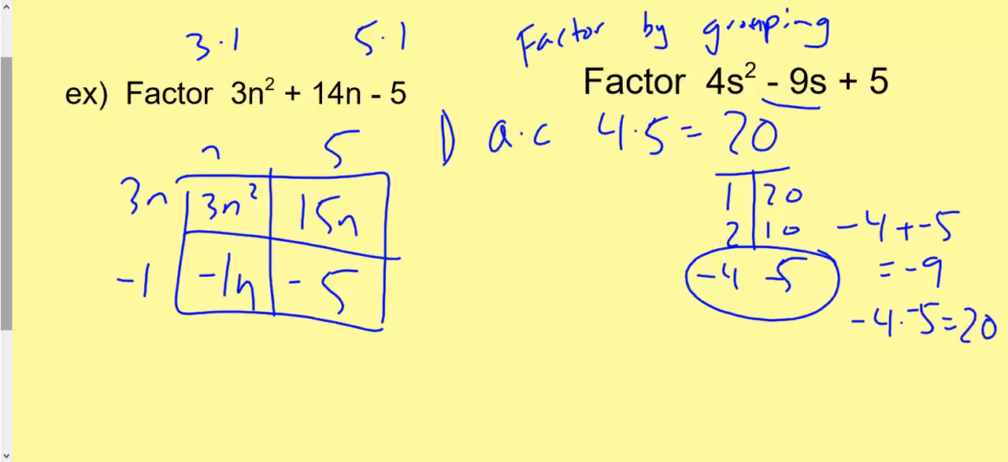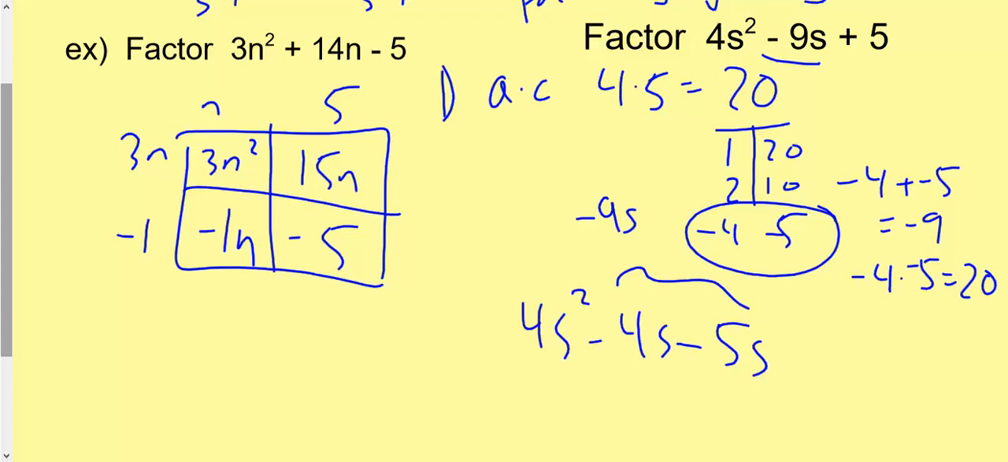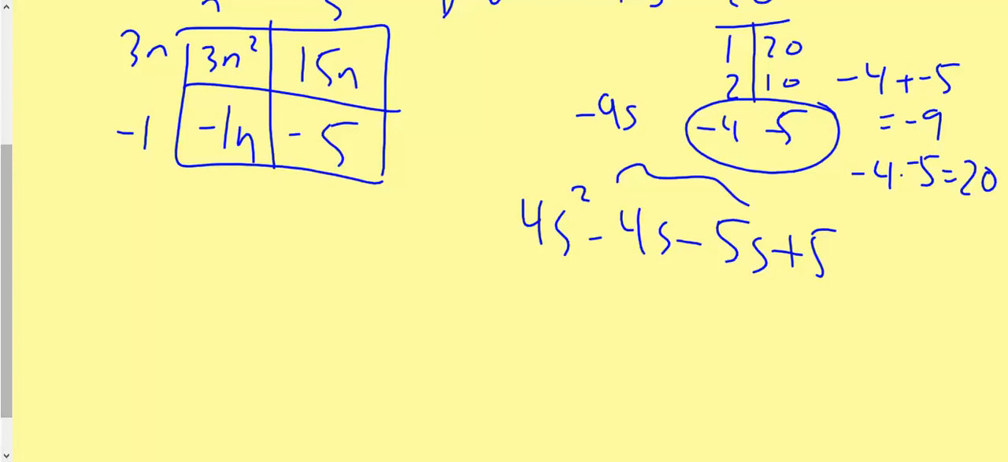Okay, this probably doesn't make a lot of sense yet, I understand. What you're then going to do is split up the negative 9s into negative 4s minus 5s. This right here still equals negative 9s. You're just changing the form of the negative 9s into something different. And you're going to throw parentheses around the first two, throw parentheses around the second two, and factor the GCF out of each one of those sets.